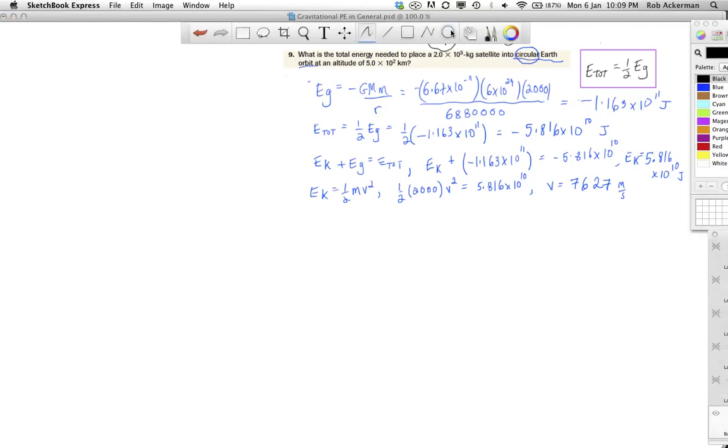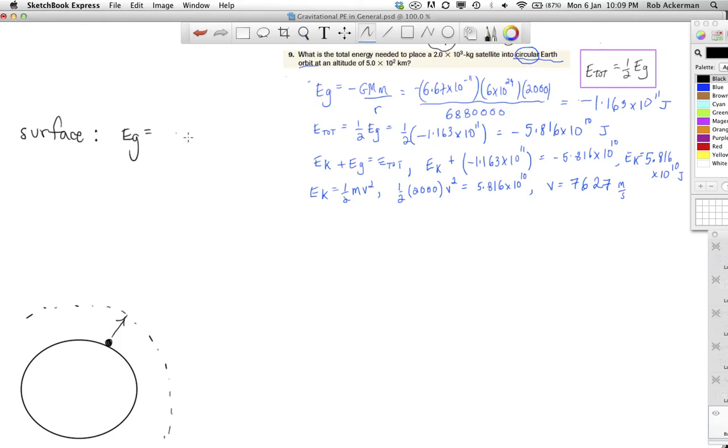First of all, we got to visualize the problem. We start with a satellite on the launch pad on Earth. So let's imagine that we're starting off here. And we're going to move up to an altitude of 500 kilometers right there. Now, let's look at what's going on the surface. On the surface, you are stuck. You have an EG, which is negative.